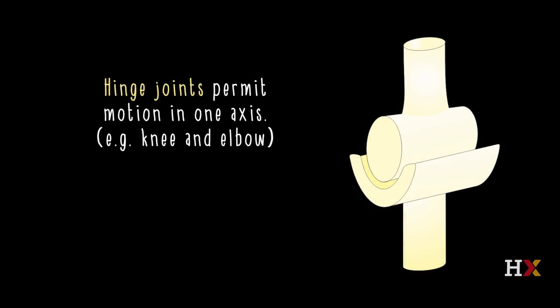A hinge joint permits motion in only one axis. So at a hinge joint like the elbow joint or the knee, the only motions allowed are flexion and extension. Here the skeleton is demonstrating flexion at the elbow.